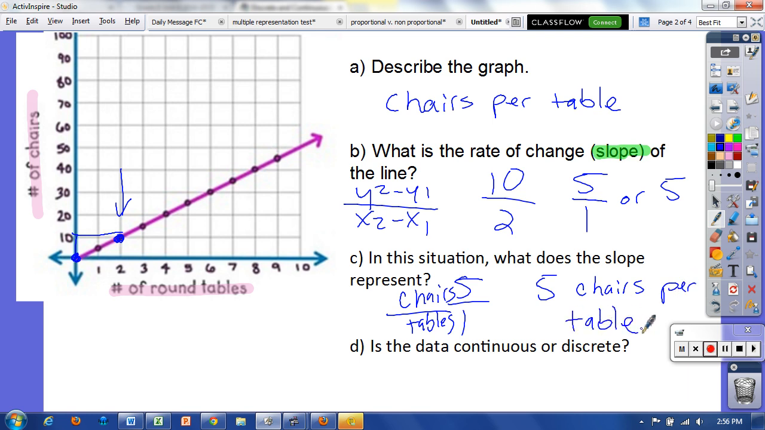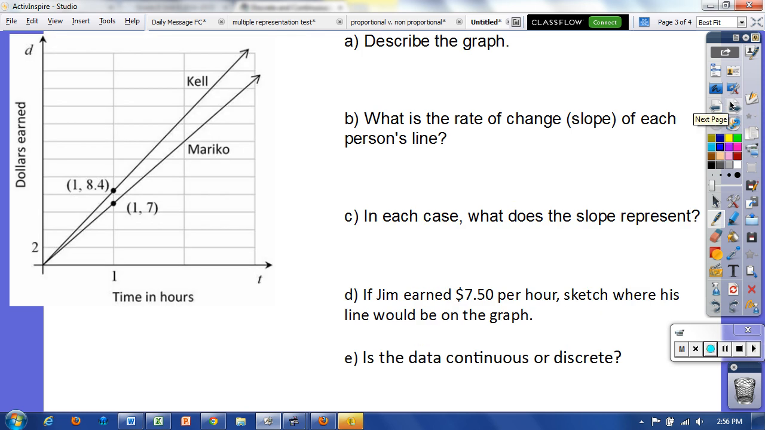Okay? And so is this data continuous or discrete? I would say this information is discrete because you're not going to count half a chair or have half a table or a piece of a table. It's either going to be a whole chair or a whole table, and that's how you would count these. So I'm going to go with discrete. And that's essentially it.